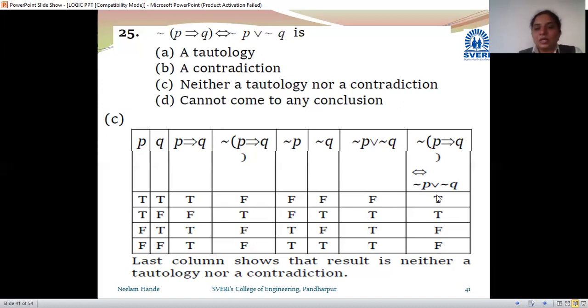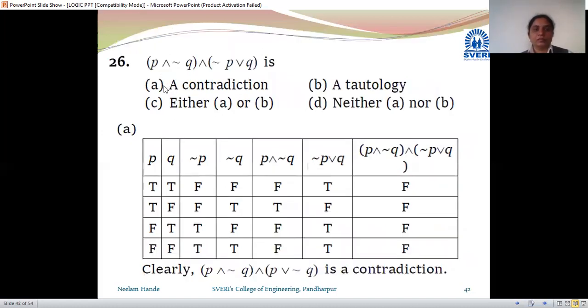So the last column is a combination of true, false. Not all true, not all false. It is a combination. So this is neither a tautology nor a contradiction. So the correct option must be C. Okay, next question is a similar one.